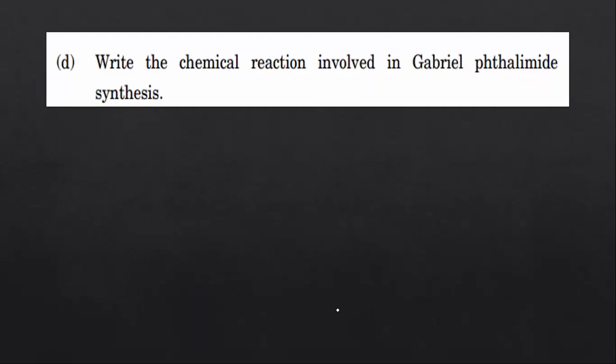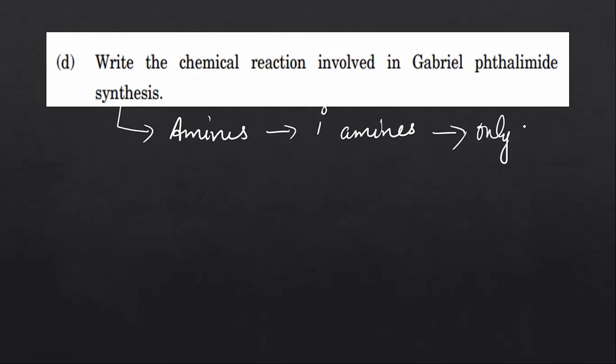Moving to the next question. Write down the reaction involved in Gabriel phthalimide synthesis. When you hear the words Gabriel phthalimide synthesis, what is that synthesis for? It is for the preparation of amines. And what type of amines? Primary amines. And one more point you have to note down here is that it is only for aliphatic primary amines.